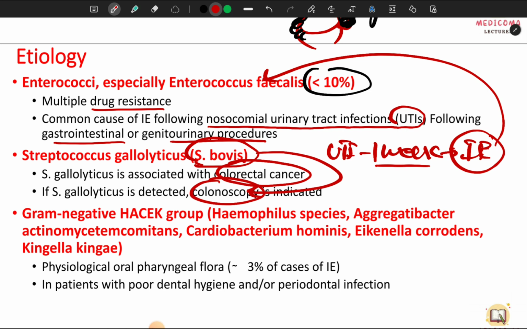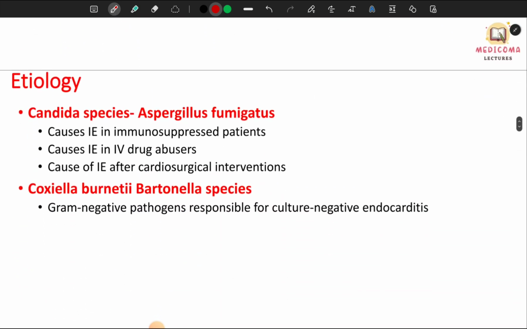Then the next group is the gram-negative HACEK group, which includes Haemophilus species, Aggregatibacter, Actinobacillus, Cardiobacterium hominis, Eikenella, and Kingella. These are physiological oropharyngeal flora. About 3% of cases of infective endocarditis are caused by these bacteria, in patients with poor dental hygiene and periodontal infection. And the next are the Candida species.